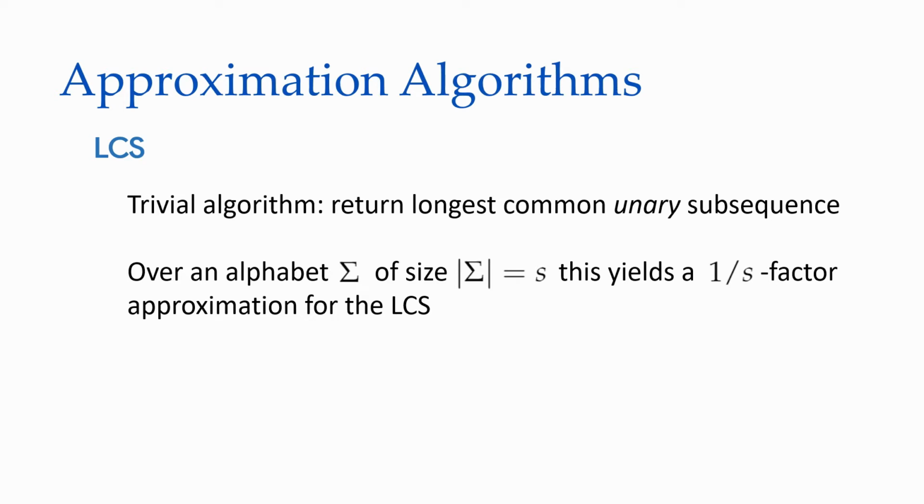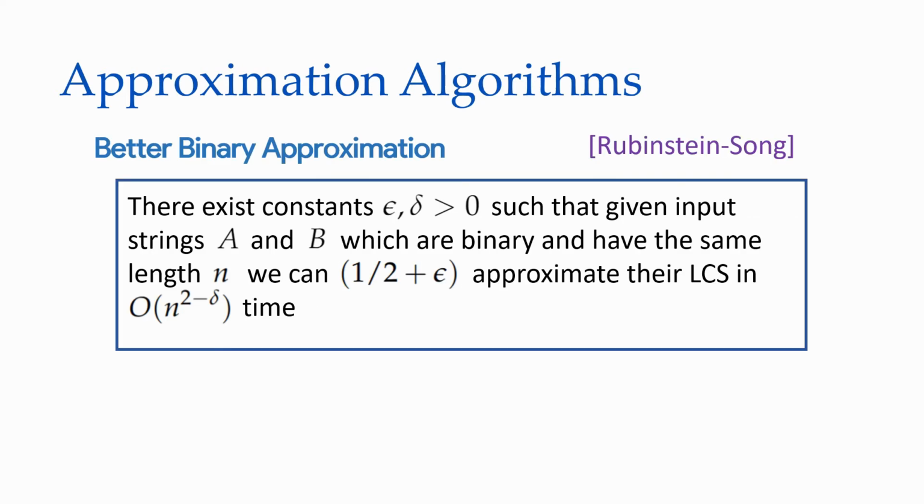Amazingly, despite the simplicity of this algorithm, it actually remains the best known LCS approximation algorithm that applies in general to all strings. Quite recently, Rubinstein and Zhao Song showed in a 2020 SODA paper that in some special cases, it is possible, however, to get a better approximation. Specifically, they showed that for binary strings of equal length, we can get a better than half approximation in truly subquadratic time. We'll go into some of the ideas of the proof of this result a bit later in the talk.